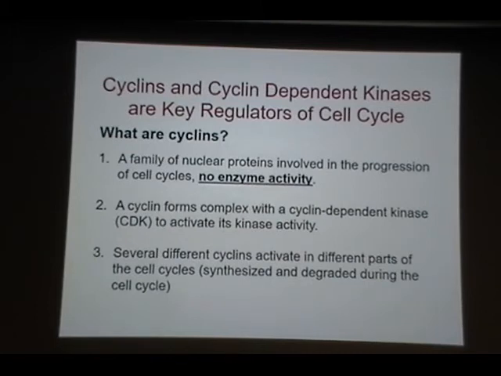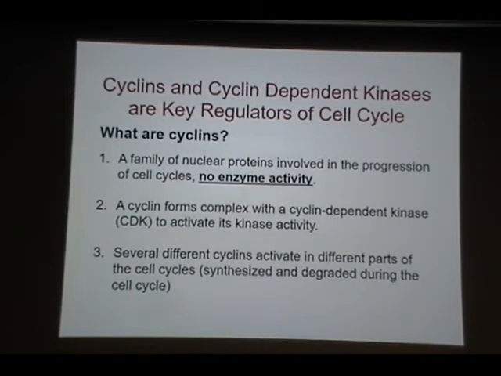There are two groups, or families, of proteins involved in controlling the cell cycle. One is called cyclins. Cyclins are a family of nuclear proteins involved in the progression of the cell cycle. But those cyclins have no enzyme activity. So they are nuclear proteins, but they don't have enzyme activity. That's an important concept. Try to remember it.